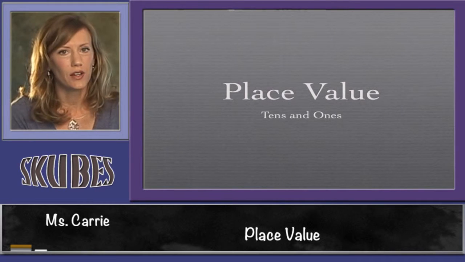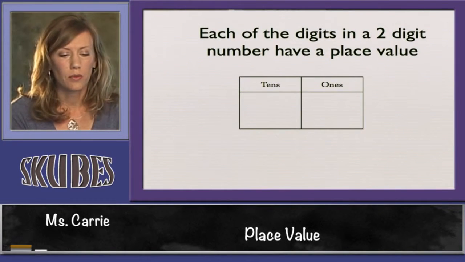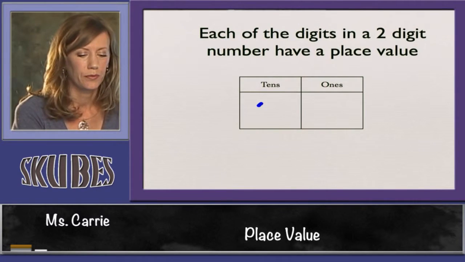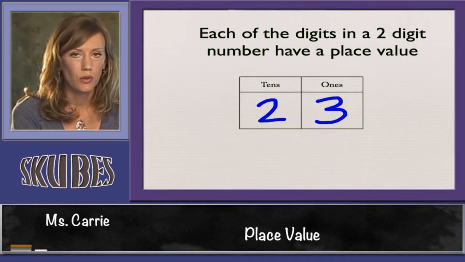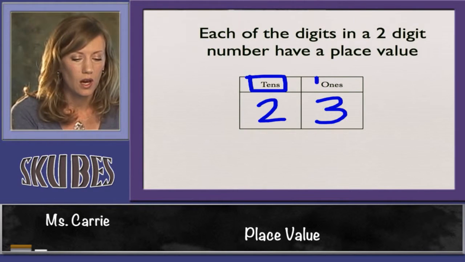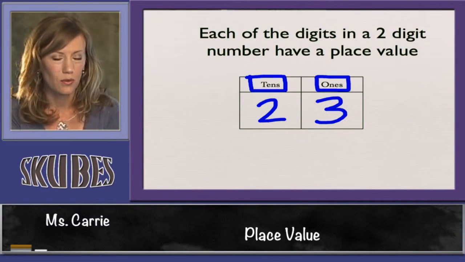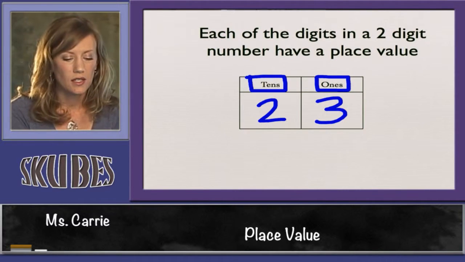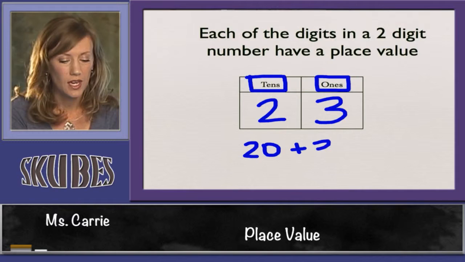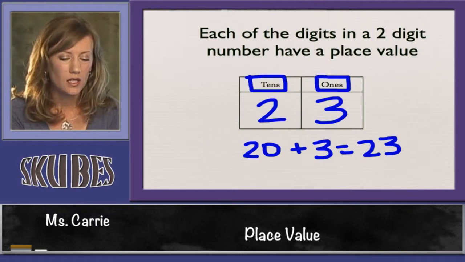This lesson is on place value, counting tens and ones. Each of the digits in a two-digit number has a place value. If, for example, I said the number 23, we see that the 2 is in what we call the tens place, and the 3 is in what we call the ones place. The tens place is always on the left, and the ones place is always on the right. And we know that 2 tens are 20, 10, 20, and 3 ones are 3, and 20 plus 3 is 23. Let's look at some more numbers.